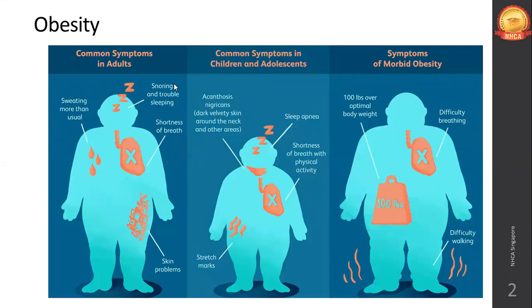So, common symptoms of obesity in adults: you will have trouble sleeping, that is breathlessness while sleeping. You can't sleep straight; you require at least 2 to 3 pillows to prop you up, and then only you can sleep. That is the breathlessness during sleep. And then snoring issues, sweating more than usual, shortness of breath, and skin problems, that is spider web kinds of veins and capillaries that burst out on your thighs, etc. So these are the issues in obese adults.